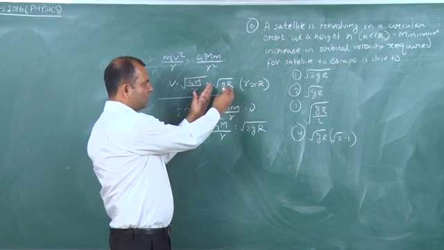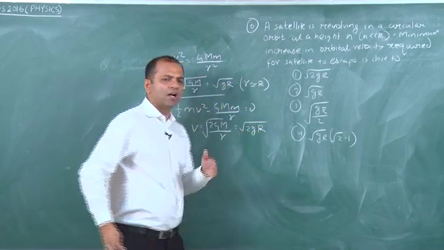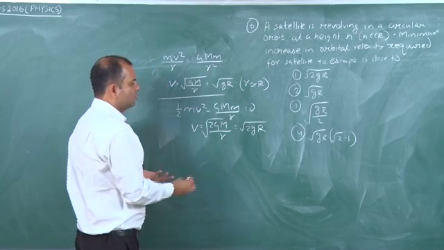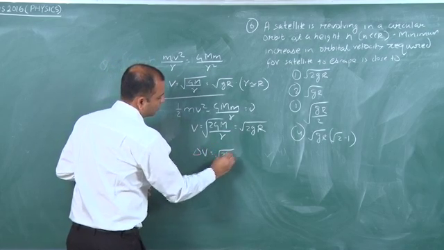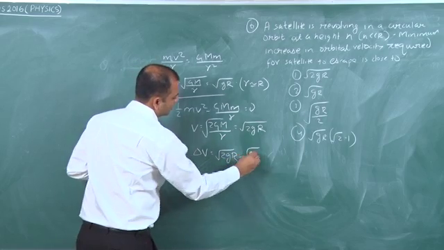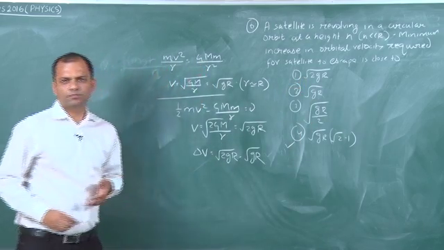This is the velocity that the satellite has, and this is the minimum velocity that is required. So, obviously, the increase in velocity is the difference, which is equal to under root 2gR minus under root gR. Option 4 is the correct answer.